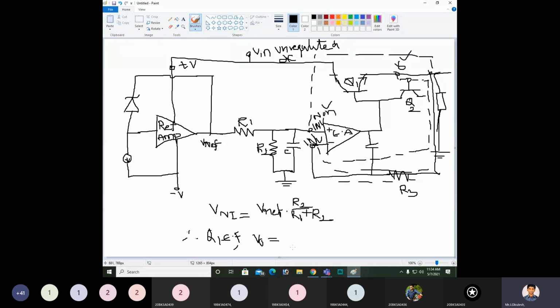Okay. So the V0 value is equal to V reference into R2 by. Emitter follower means the same only; whatever we are giving as input to the amplifier, only that we will get at the output terminal. So this is only we will get.